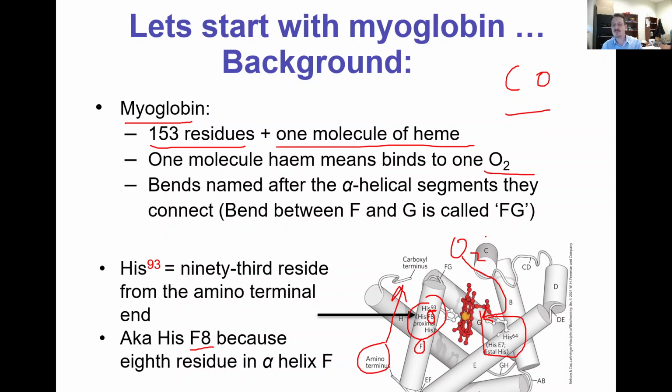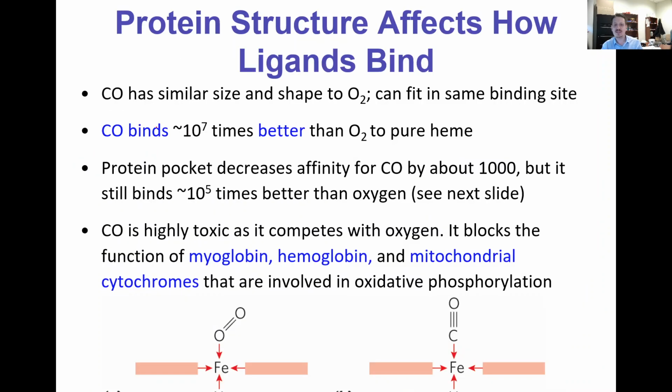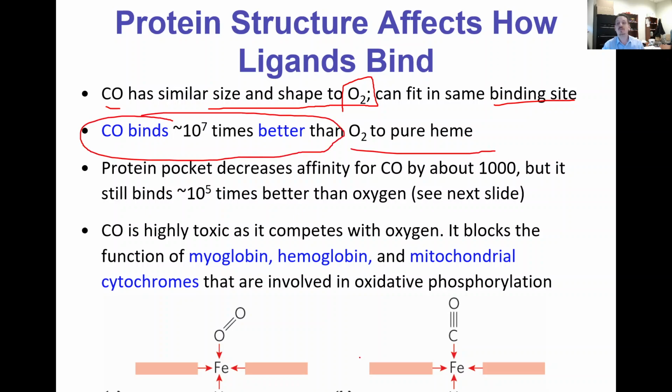So the problem we have is that carbon monoxide is a similar size and shape to oxygen. So it can bind in the same binding site and bind to that ion. It'll come into the same area and bind to that ion. In fact, carbon monoxide actually binds better than O2 to pure heme. If you were in a test tube, just had some heme, not hemoglobin, then the carbon monoxide will bind about 10 million times better. It actually has a higher affinity for iron.